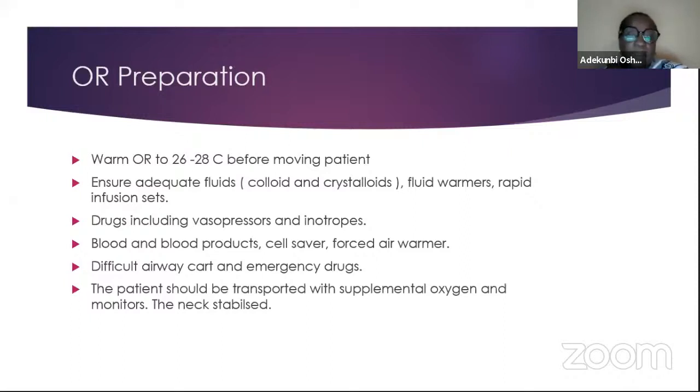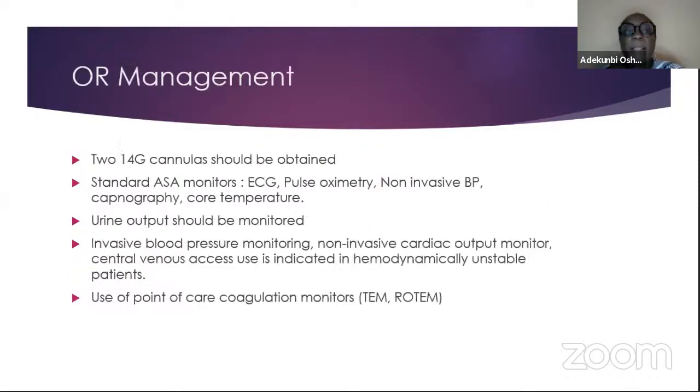The patient should also definitely be transported to the theater with supplemental oxygen and monitors attached to them, with the neck stabilized with either a neck collar or a head harness to make sure that the head is not moving around anyhow. Now, in the OR, patients must have 2 wide-bore intravenous access with at least 2 14G cannulas. There must be standard American Society of Anesthesiologists monitors. Remember, these monitor the ECG, pulse oximetry, non-invasive blood pressure, capnography, core temperature, and also the anesthetist present. Urine output must be monitored also.